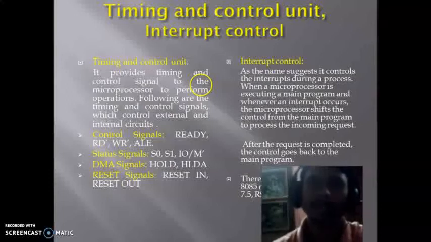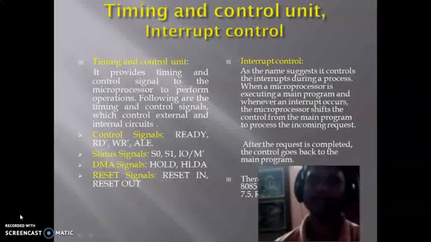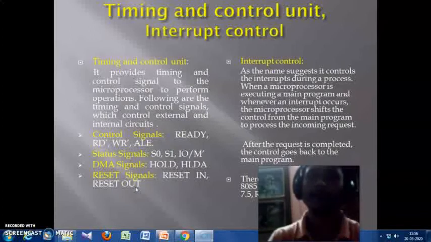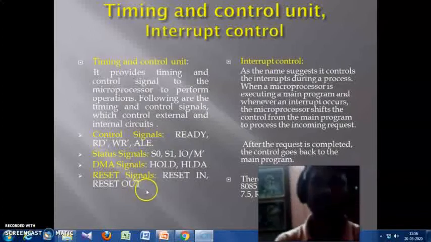And next, the reset signals. If a user wants to reset the microprocessor, he or she can send a reset signal to the resetting pin of the microprocessor, then the microprocessor will be reset. At the same time, if the microprocessor wants to reset any peripheral device, then it will send a reset out signal to the peripheral device, and the peripheral device can be reset by using this signal.